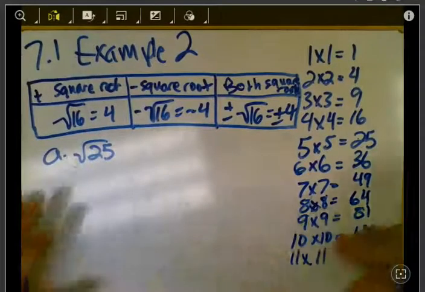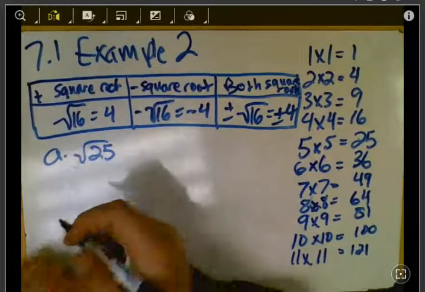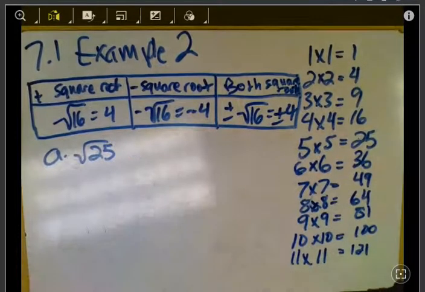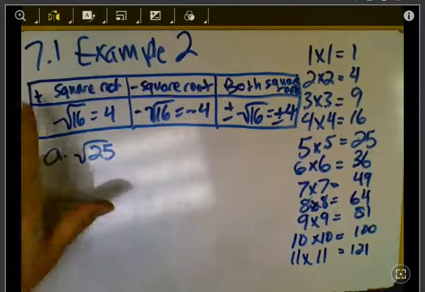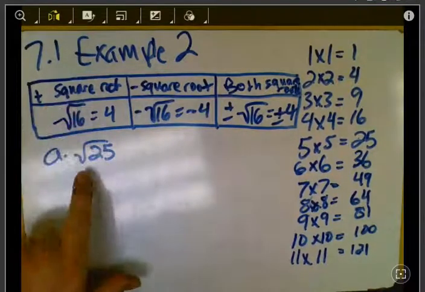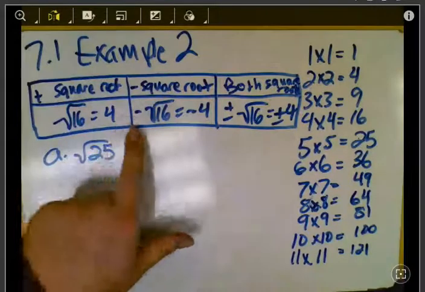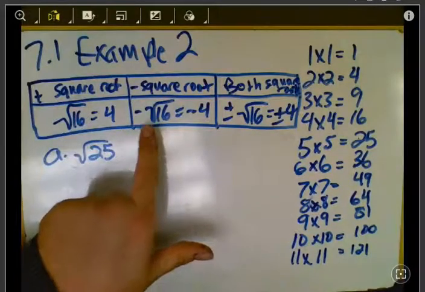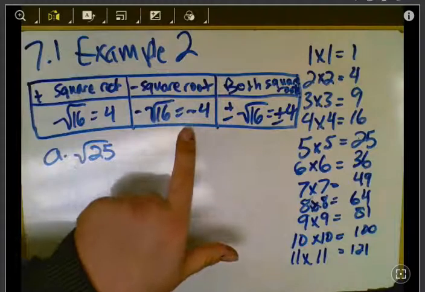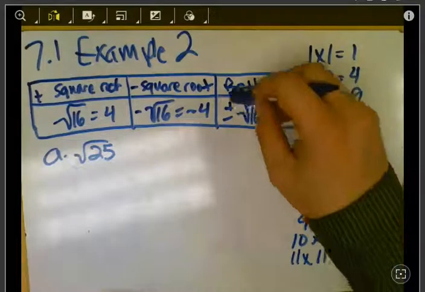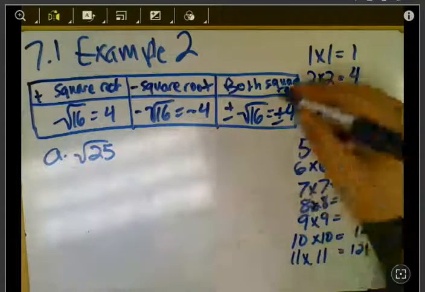Hi everyone, we're back again with example 2 here. For example 2, we're supposed to use this table. It's in the book. It represents when we have a positive square root, when it's written just like this, like the square root of 16 up here, the answer is 4. When it's got a negative out front, we write the negative square root. And when we have plus and minus in front of it, we write both square roots.